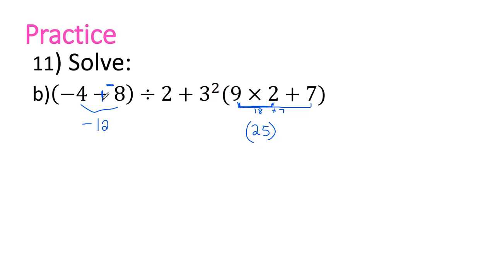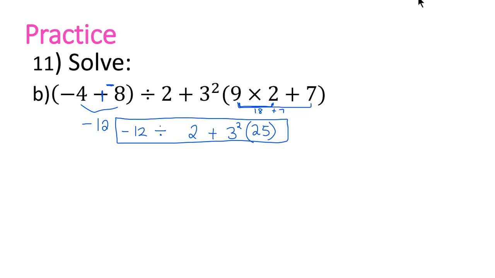There's no symbol between, which means they're touching, so they're going to be multiplied. So we're going to copy everything else down. And I know it looks a little bit wonky, so maybe I'll just write this negative 12. And so that's our new order of operations: negative 12 divided by 2 plus 3 squared times 25.